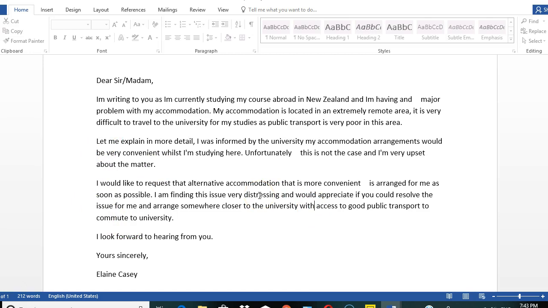You have very, very successful uses of specific words like distressing, would appreciate, access to good public transport, commute, alternative accommodation. This is awesome for this letter. Perfectly formal, perfectly serious, and professional. But make sure that you take care of your punctuation, your vocabulary repeats, and the range of your vocabulary.